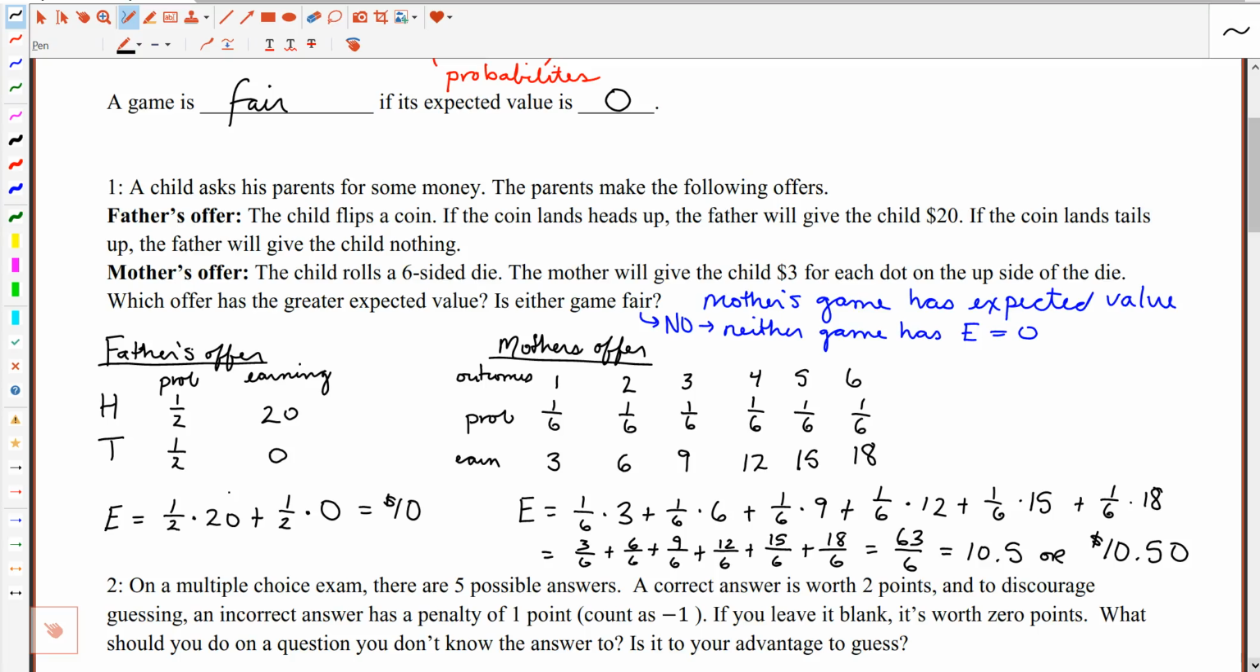On the mother's offer, every time the child plays, he's going to win something, right? He will never walk away with nothing. And on the mother's offer, the most money they could win is $18. Okay, so both offers have positives and negatives in a single trial of the experiment. What expected value tells us is if the child were to play the game over and over and over again, what would the average winnings be? So the child could expect in the long run to make more money on the mother's offer than the father's offer.